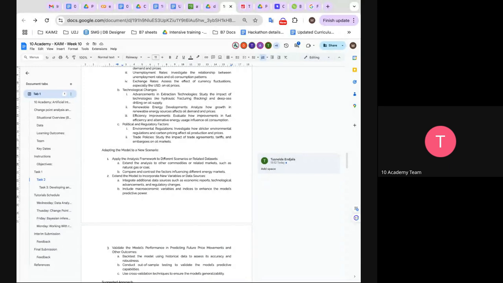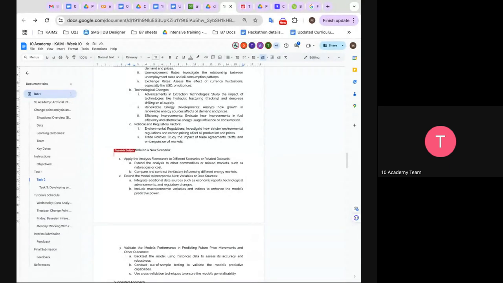This is how you can apply different scenarios with different data sets. If you have additional data, extended analysis, or other commodities, you can add natural gas or coal, or any electricity energy that is an alternative to this oil energy, and contrast these factors and how they influence the energy market, so you can have this simulation.